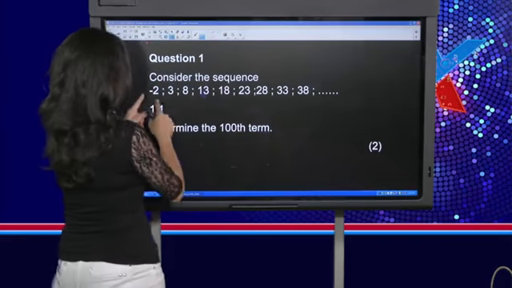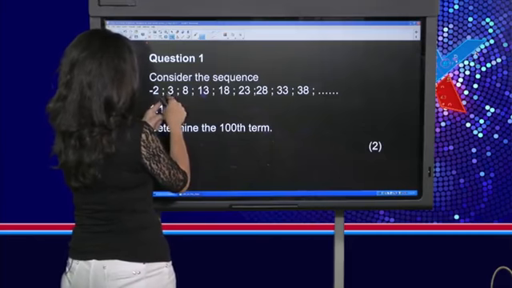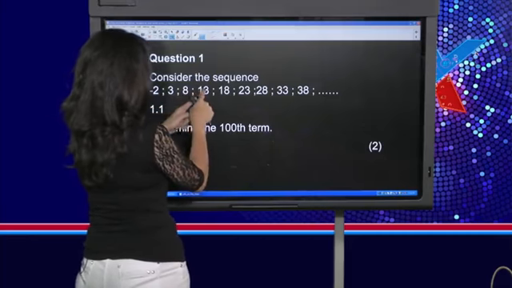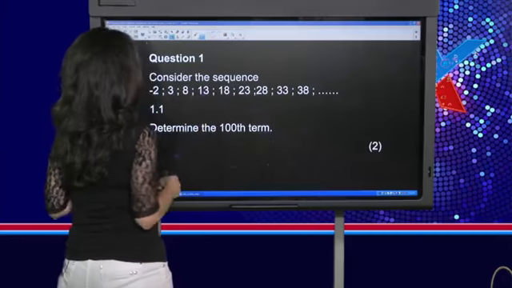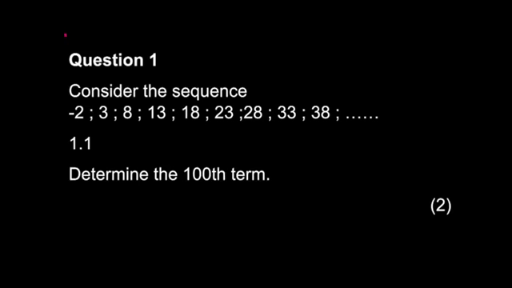So if I say 3 minus -2, I would get a difference of 5 here, there's a difference of 5 there, and 5 there, and 5 there. So it looks like we have a difference of 5, whereas if I divide 3 by -2, it's not the same as 8 by 3. It's not the same as 13 by 8. So it's definitely not a geometric sequence.